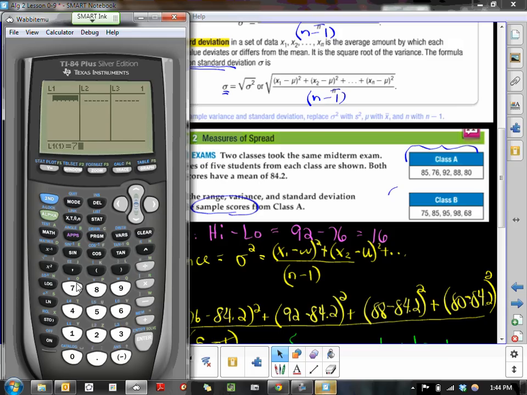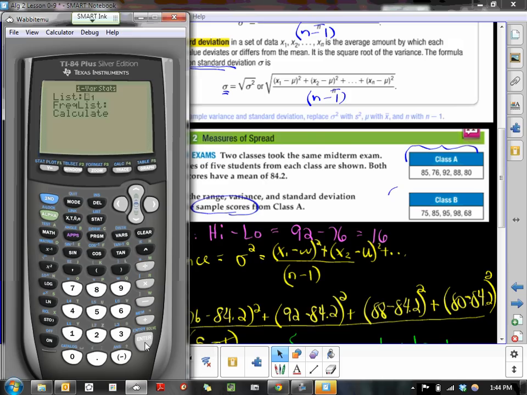So I'm going to type in my 5 data values: 75, 85, 95, 98, and 68. Okay, so there's my 5 sets of data. Now I've got them in there, so now we're going to go stat, and we're going to calculate one variable statistics, and we're going to hit enter.